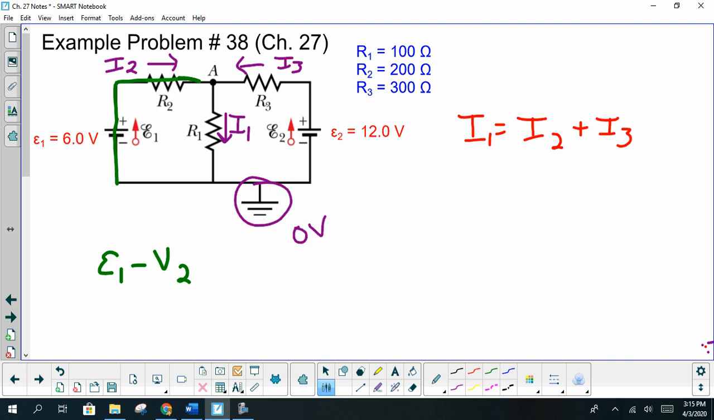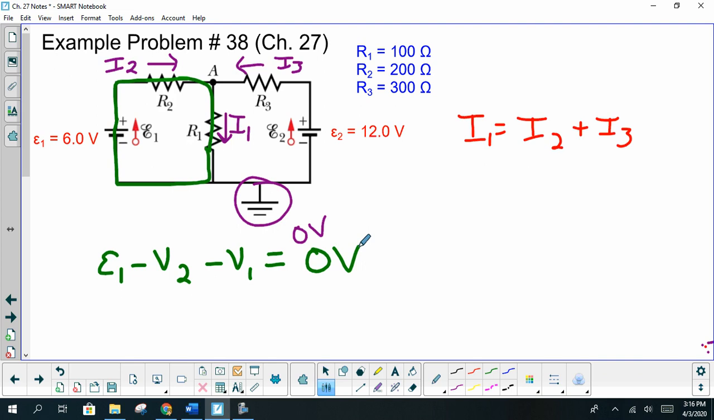Again, we continue around our left-hand loop, and we encounter R1, and we're going with the current, so that voltage drop again is going to be negative, so we call that V1. Then we continue around the loop, just our wires, so we have no voltage drop or potential difference across there. So our loop voltage adds up to 0, right? We end up at that same height.